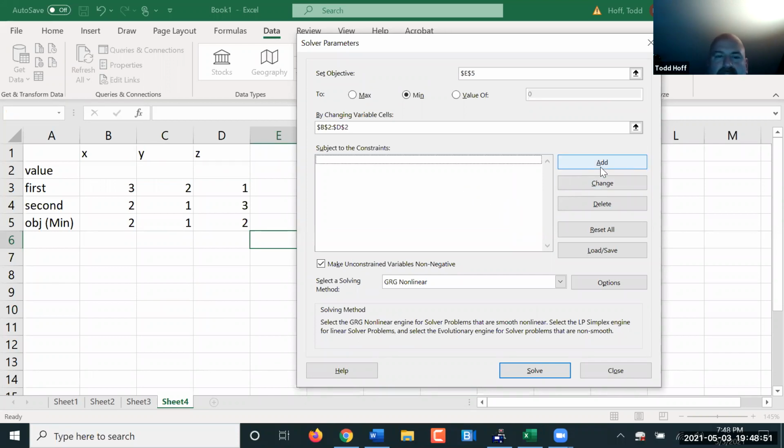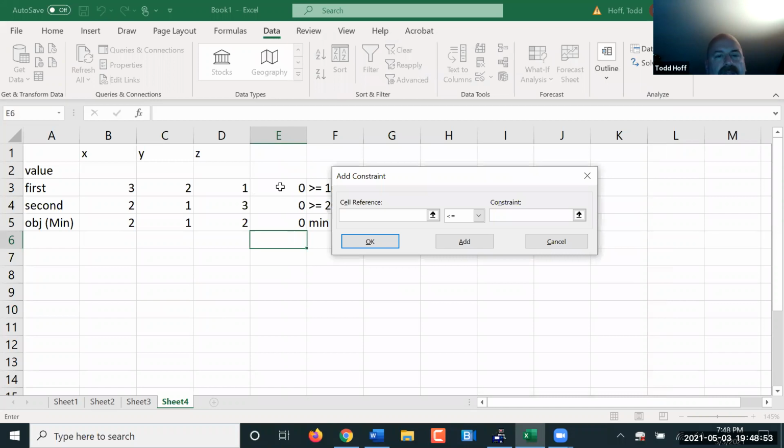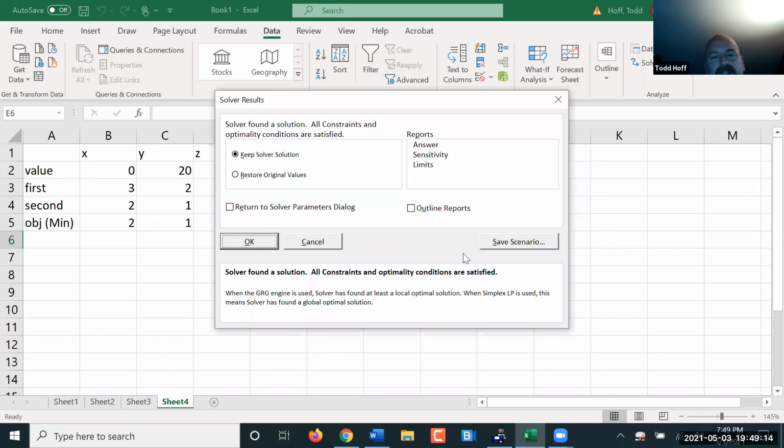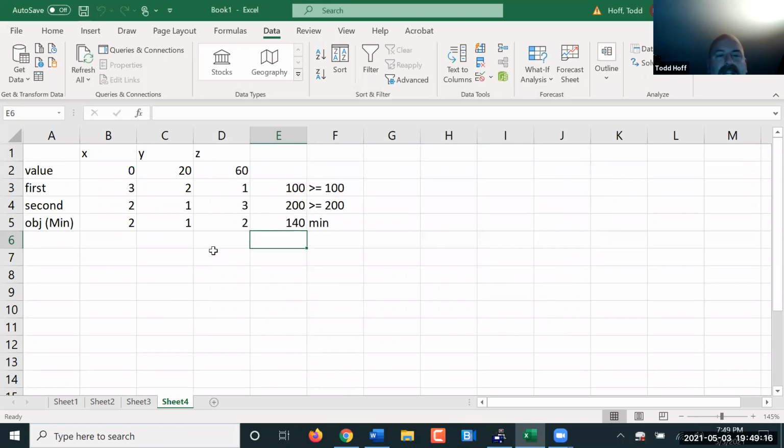subject to the constraints. So I'm going to add my first one. This value has to be greater than or equal to 100. So that's my first one. And this value here has to be greater than or equal to 200. I add that in, and I click cancel to say that's all of them. Make sure I change this to simplex LP, and I hit solve. I hit OK. And you can see right there, it gives us the minimum value.